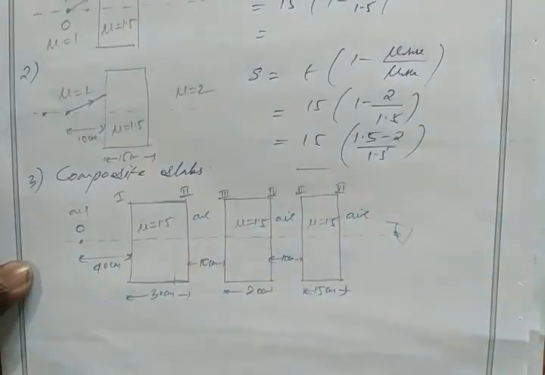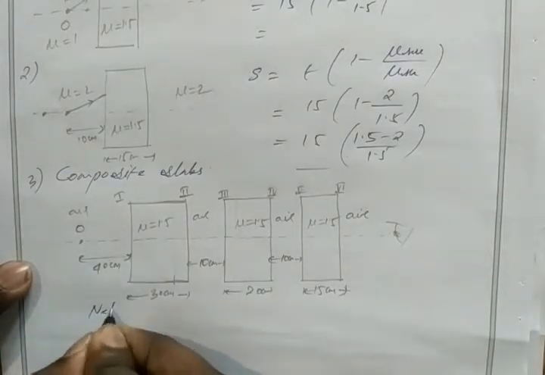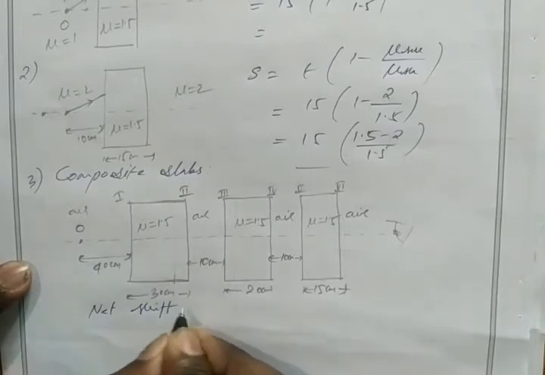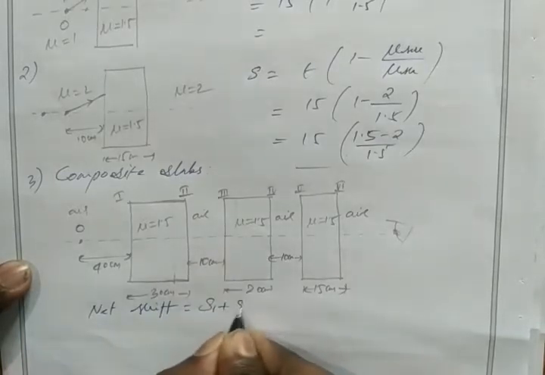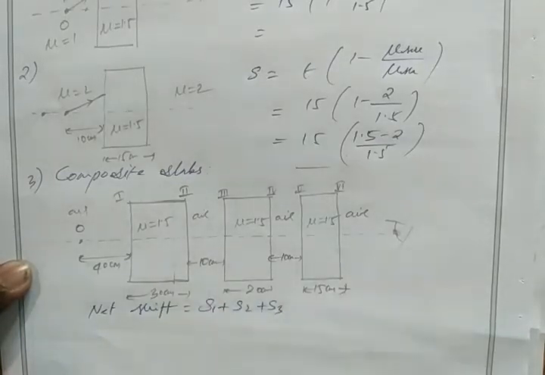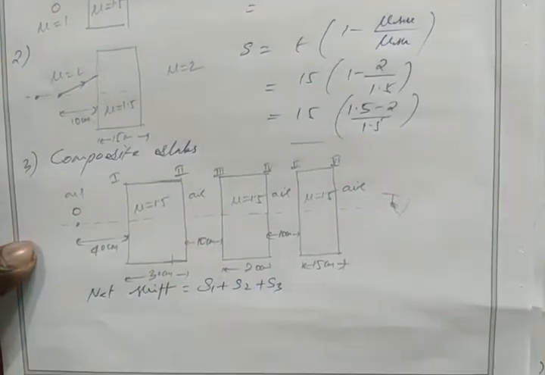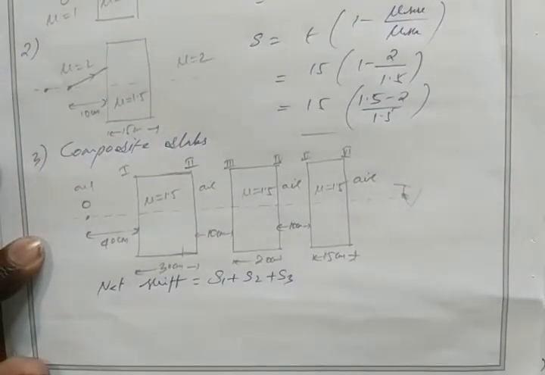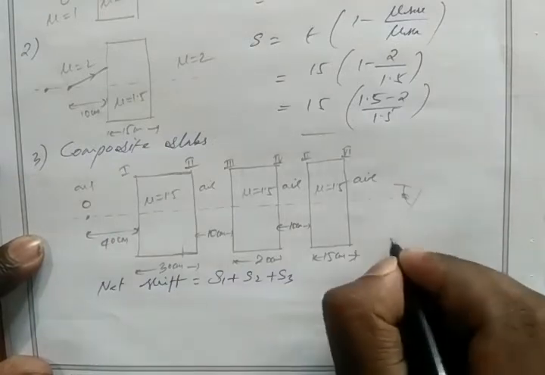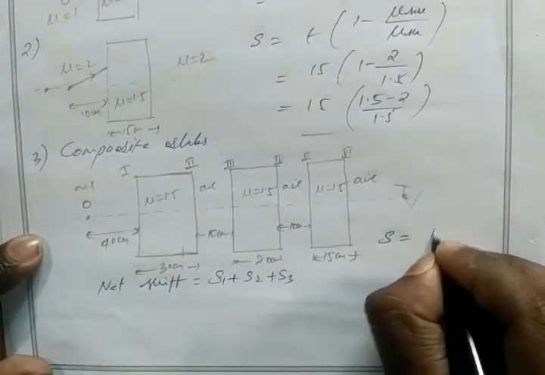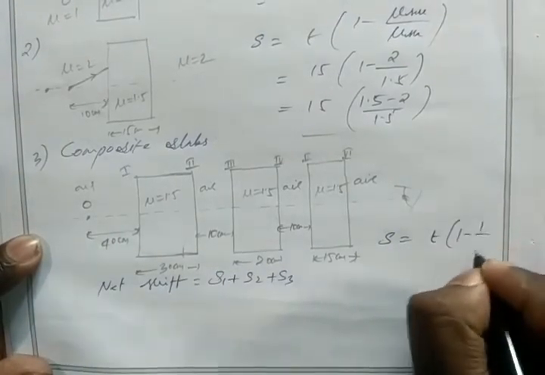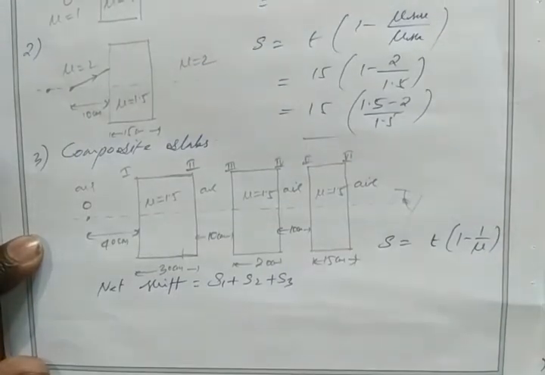As we have 3 slabs here, totally we have 3 shifts. If we have 1 glass, then we have 1 shift, 2 shifts, 3 shifts. So our net shift, our answer, will be S1 plus S2 plus S3, because we have 3 shifts. So how to find S1? Simply use this formula, S equal to T of 1 minus 1 by mu, because it is surrounded by air.